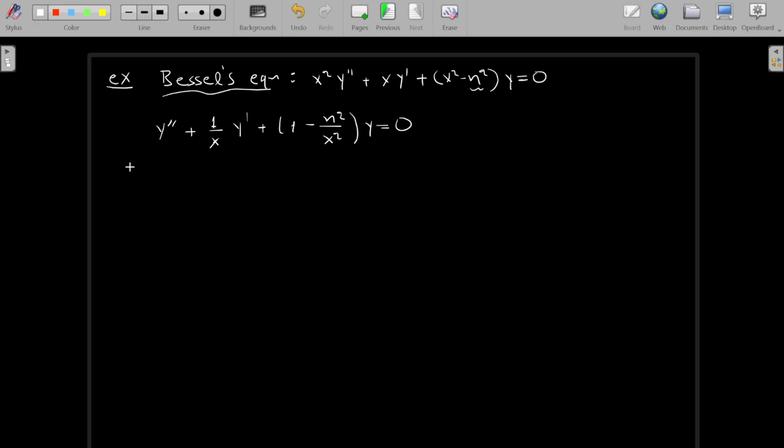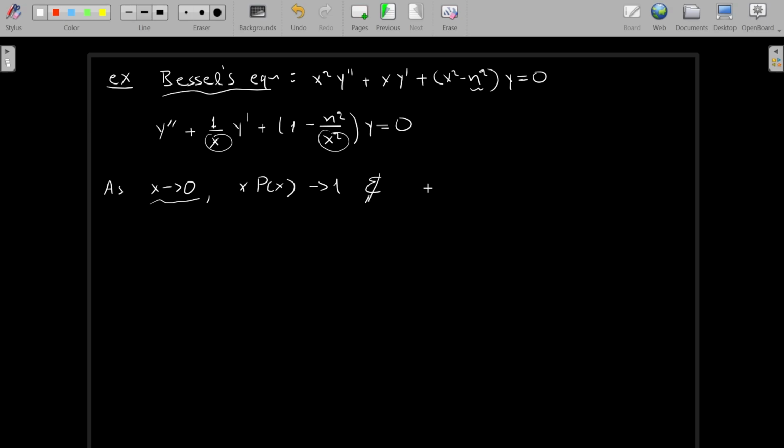So, to check what happens at 0, because you can see that p of x and q of x have poles at x equals 0. So as x goes to 0, they're certainly not ordinary points. So x times p of x goes to 1, right? Regarding this, which is finite, this is fine. This is just a singular point, and not an irregular one.